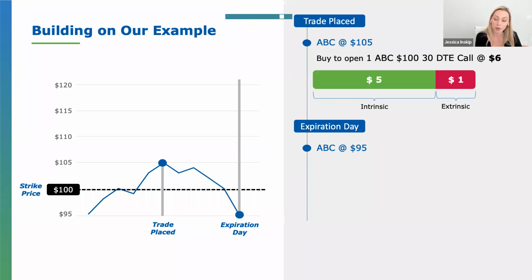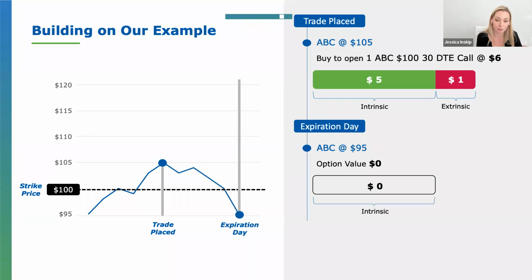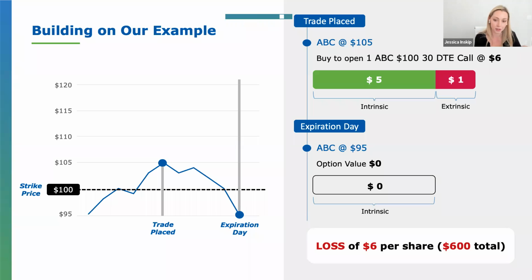So let's say, worst case scenario, we were extremely wrong on our sentiment and ABC goes down to $95 per share. Well, now our option is worth absolutely nothing, and it will expire worthless and just be removed from our account, in which case we will experience maximum loss of $6 per share, or $600 total. So therefore, time has completely gone. You held out for hope that your option would go up in value, or down in value if you had a put, and you lost everything completely.